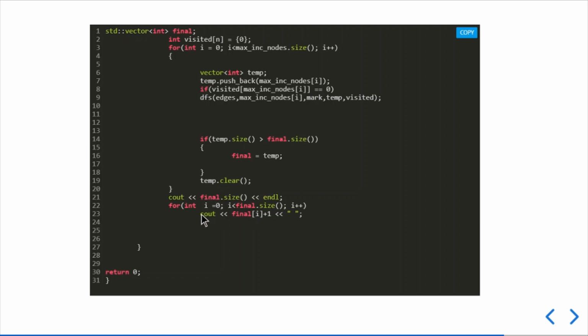So I'll print that final size, and I'm adding 1 to each because I have maintained the indexing as 0, but in the question indexing from 1 is required, so I'll add 1 to it.